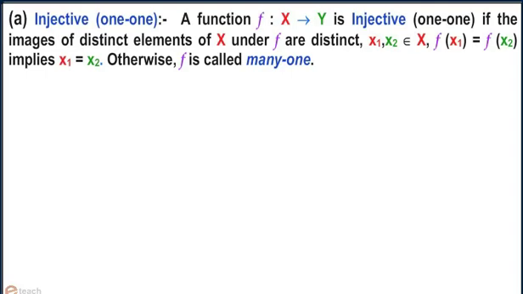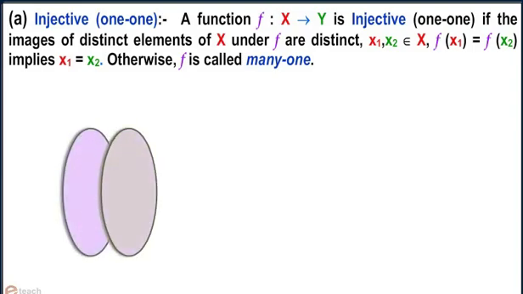A function f defined from set X to set Y is injective or one-one if the images of distinct elements of set X under the function f are distinct. That is, if x1, x2 belong to set X and if f(x1) equals f(x2), then x1 equals x2. Otherwise, f is called many-one.